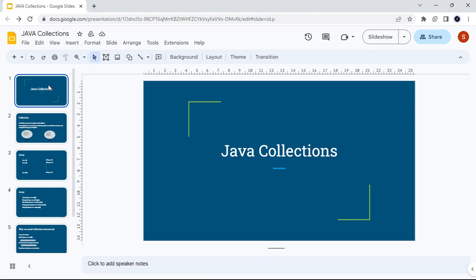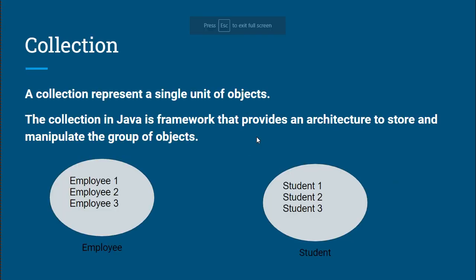So let's start with the collection. So what is meant by collection? Collection represents a single unit of object. So for example, you have different people, a group of people we want to store in one object, so we can use the collection. So this is all about the collection.